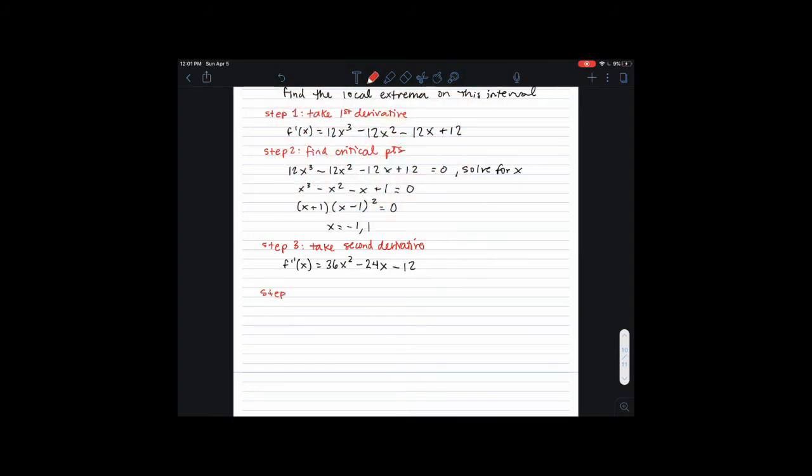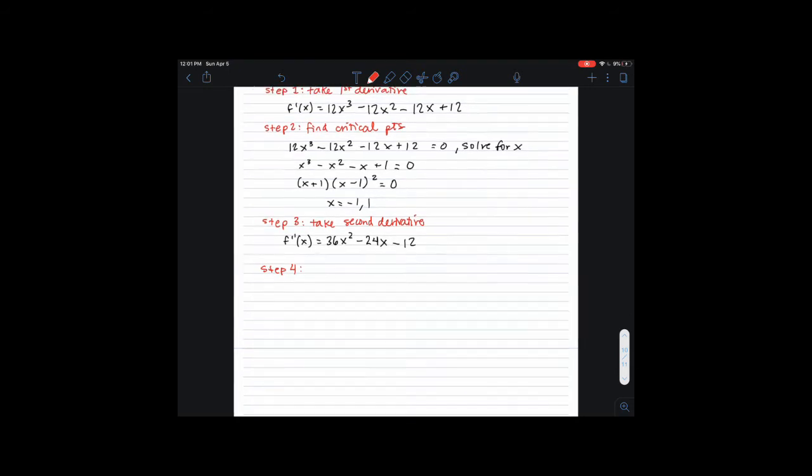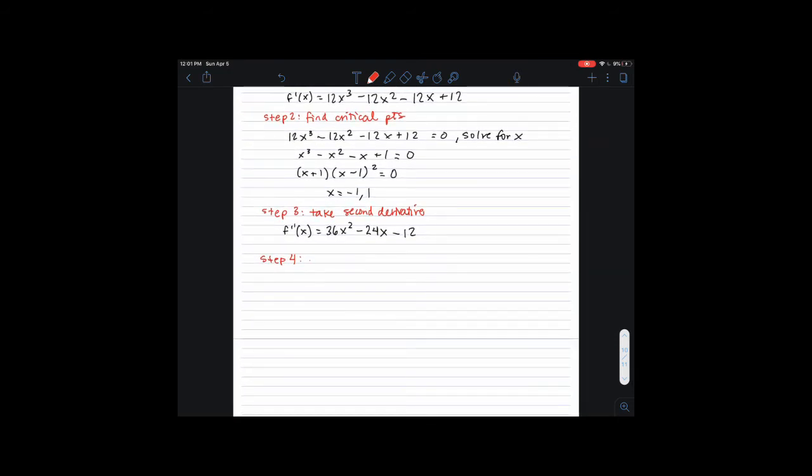And step 4 is to plug the critical points into the second derivative.